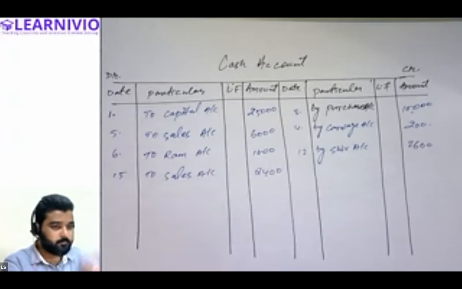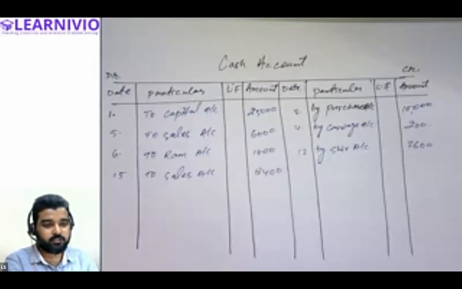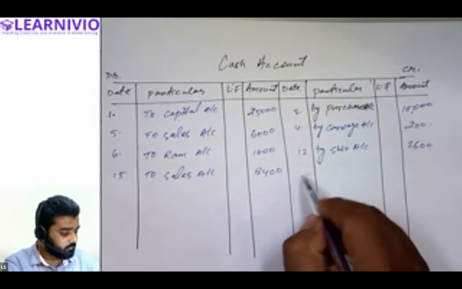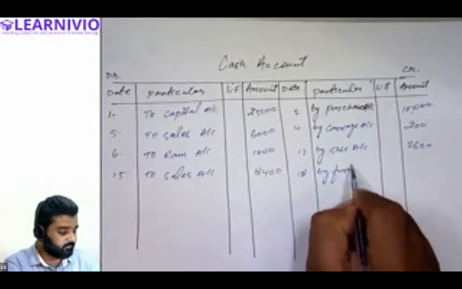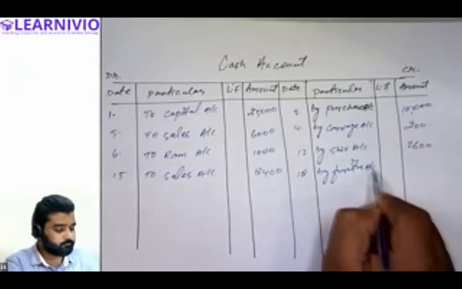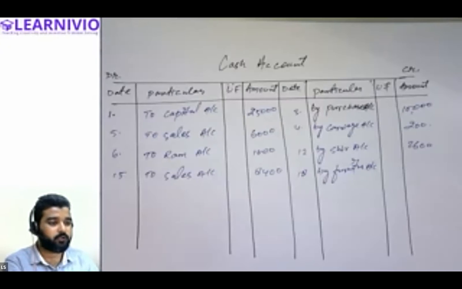This is it. Now, moving on, on the 18th, we have purchased furniture for cash for the office. See, what are we doing? We are purchasing furniture for cash. So there will be outflow of cash, right? And this outflow is because of furniture. So we will write it on 18th by furniture account. Perfect. Very good. By furniture account, and the amount is 5,000.